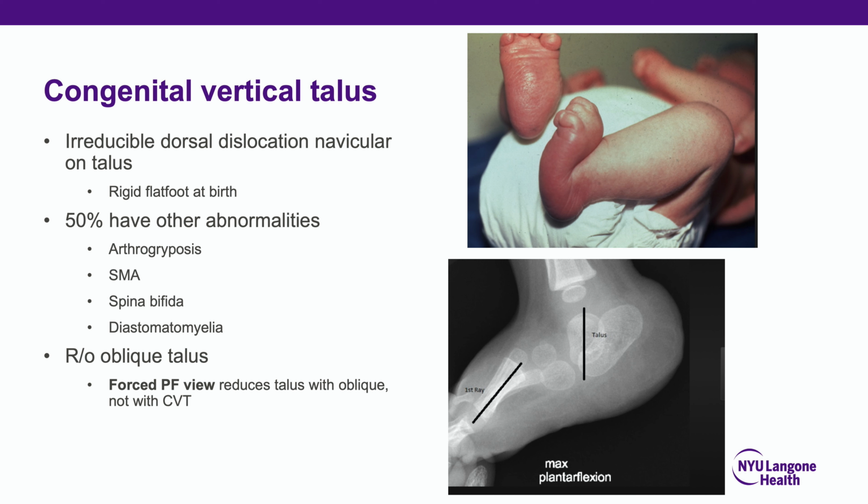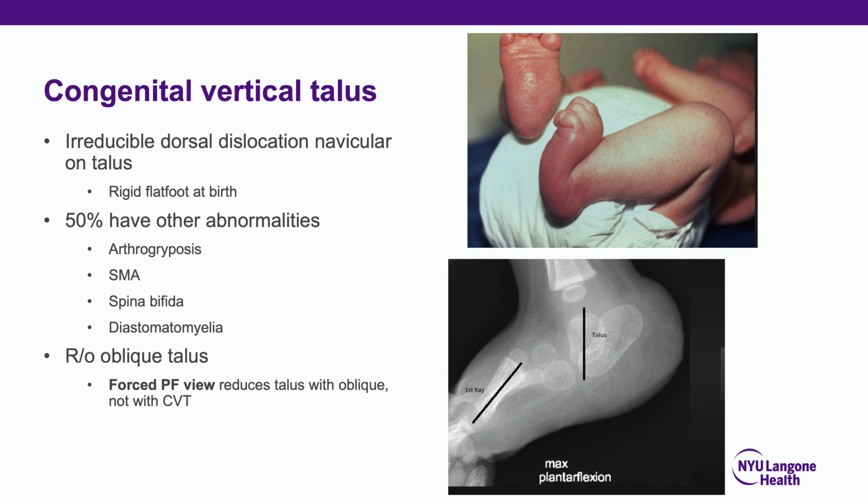So for you guys, it's important to know that they need a very thorough workup. Arthrogryposis, spinal muscular atrophy, spina bifida, and diastematomyelia are all associated with congenital vertical talus. The important thing also is to rule out an oblique talus, and these can be further characterized on a forced plantar flexion lateral view of the foot.